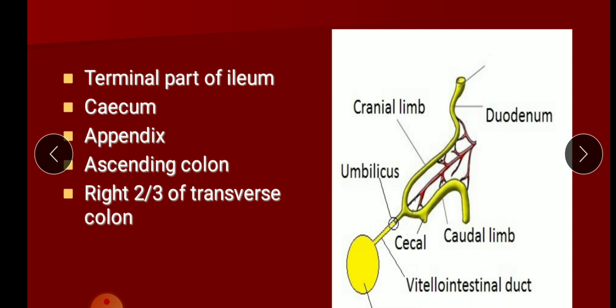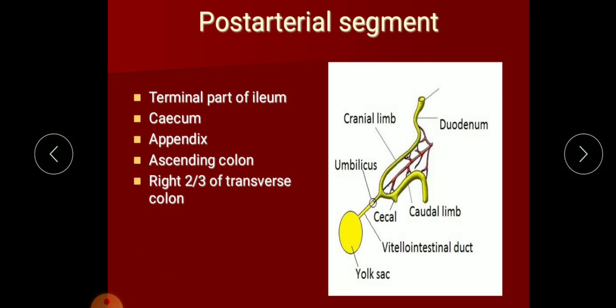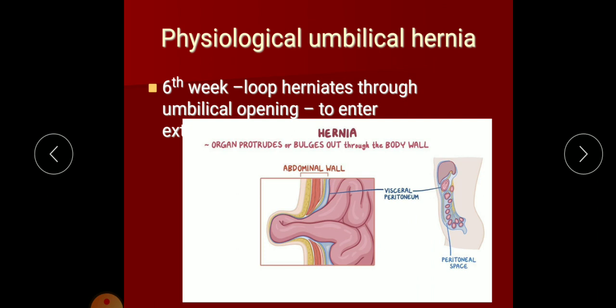You got it? Okay, so what are the structures that are derived from the post-arterial segment? It is the terminal part of the ileum, the cecum, the appendix, the ascending colon, and the right 2/3 of the transverse colon. So now you know the derivatives of the pre-arterial and post-arterial segments.